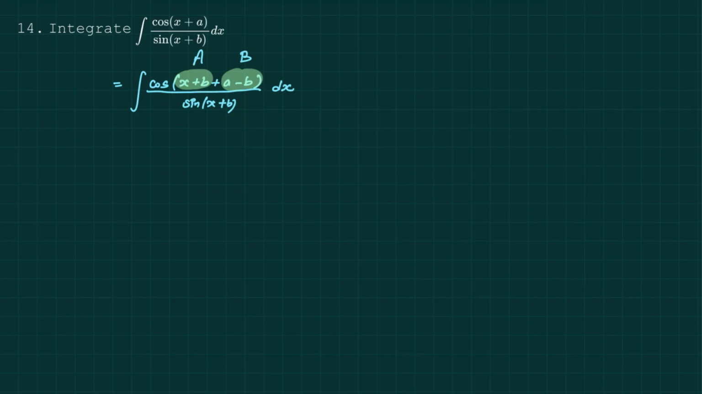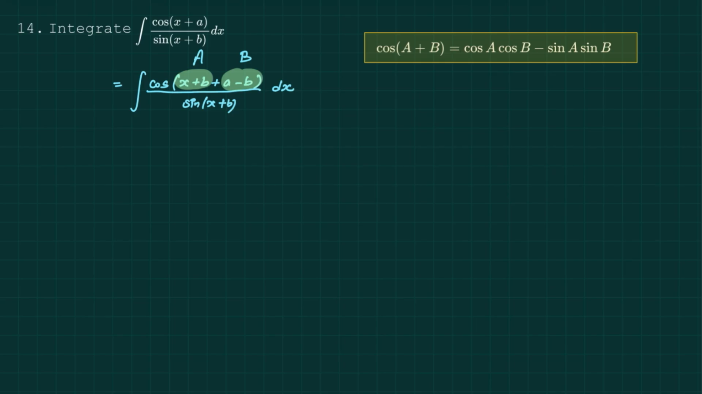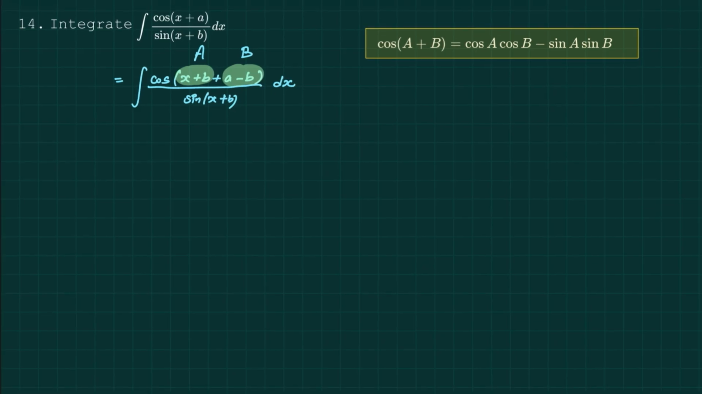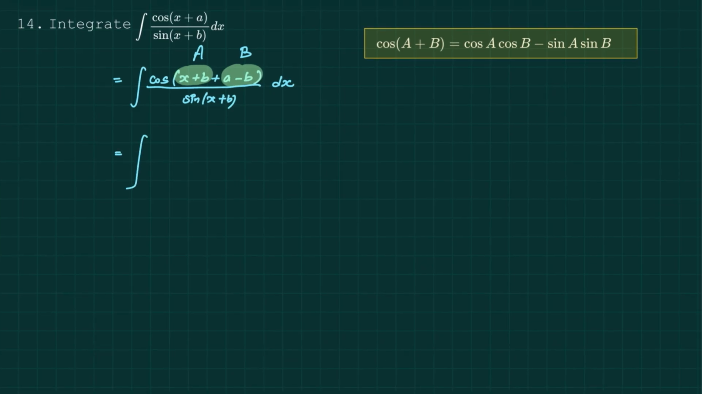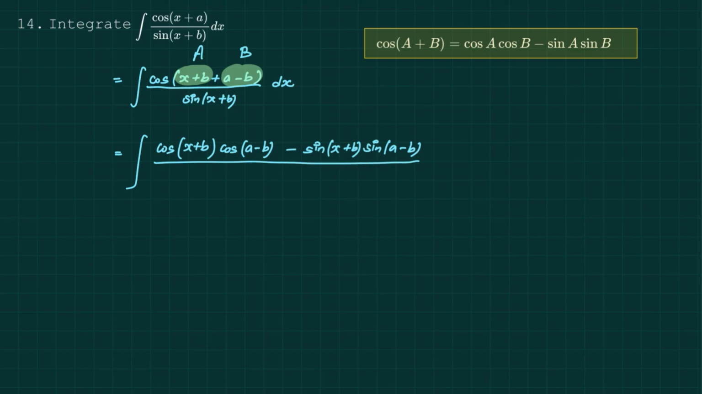And now this is in the form of cos A plus B. For that we have one formula from trigonometry, that is cos A plus B equals cos A cos B minus sin A sin B. So here we will be using that formula to evaluate the numerator. So this equals integration of cos A cos B minus sin A sin B, whole divided by sin x plus b.